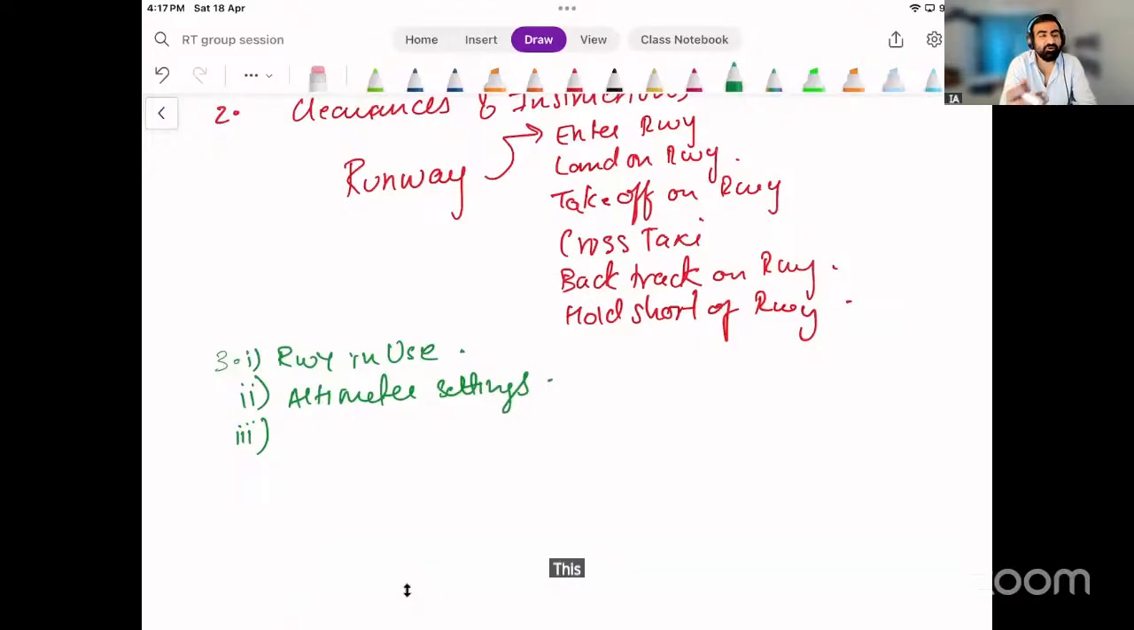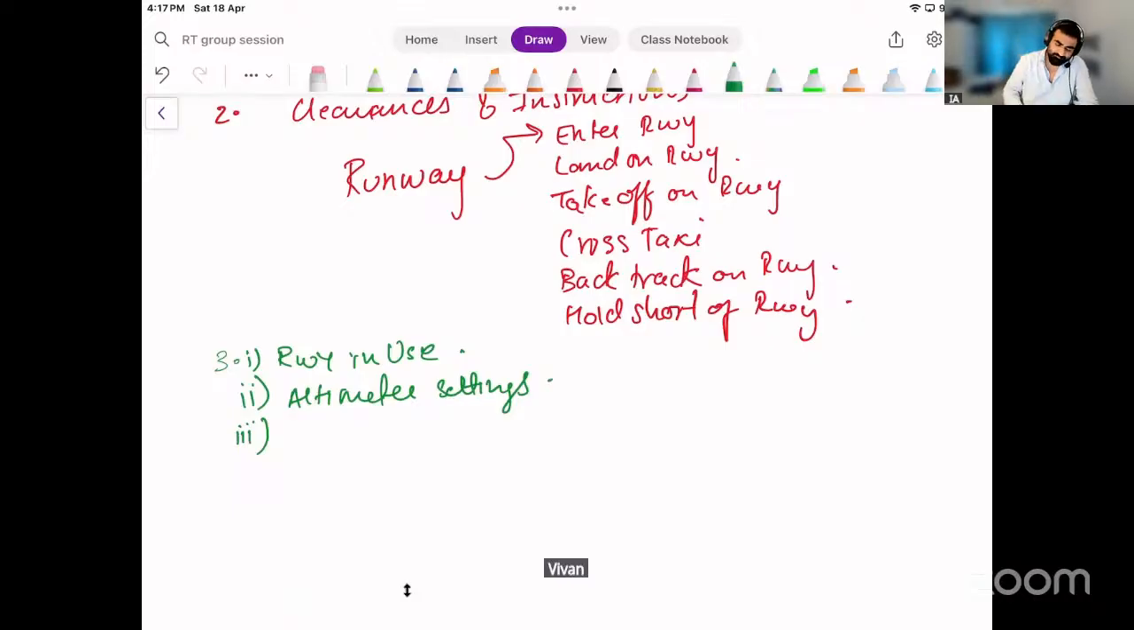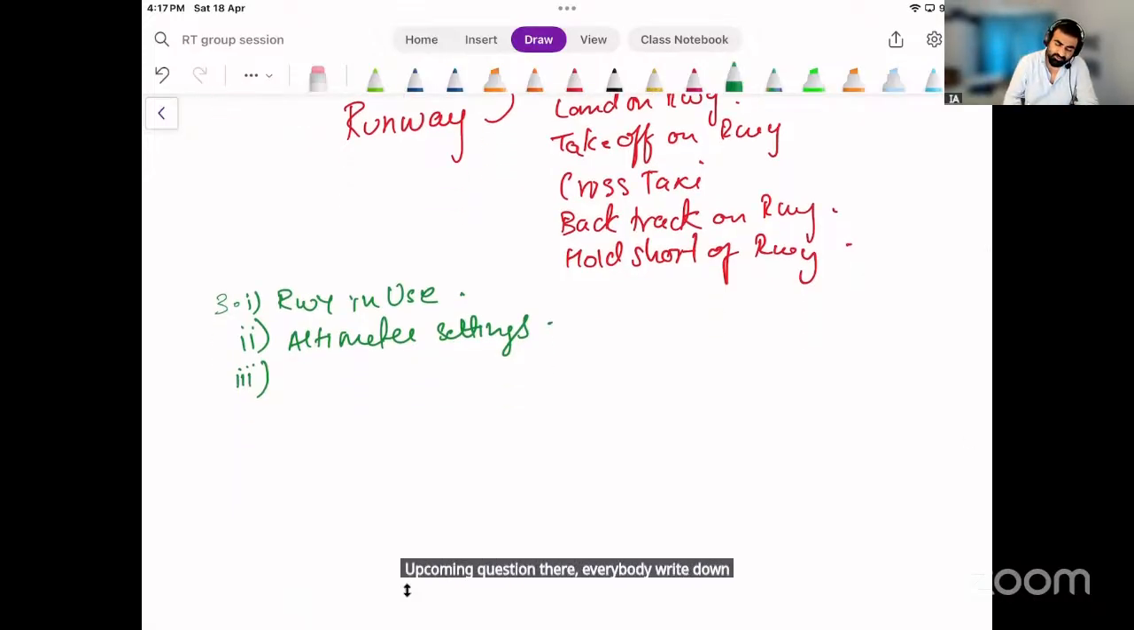This is how, for any call you take, if I think it is not correct or needs certain restructuring or correction, then I'll just say it, you do it and apply it. Okay, students? This is how we'll fix our basic errors. Vivan, I am giving you a question. Everybody write down this question.